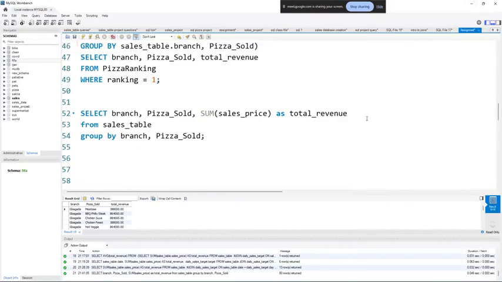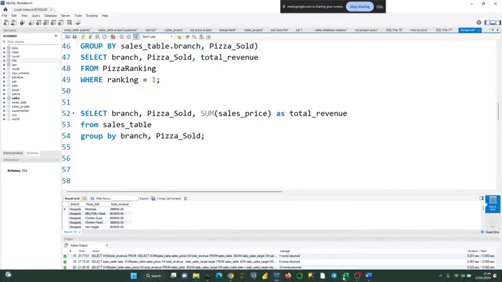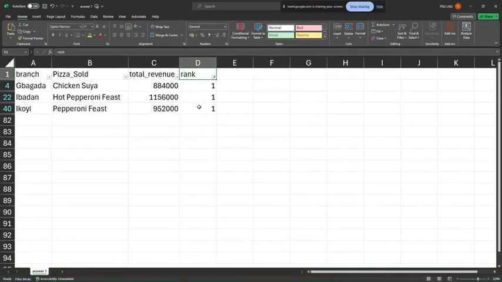I understand. Yes. Now that table that you understand, you need to create this table and save it as what? A CTE. So how do I create this table? I need to create the branch, the pizza sold, the total revenue, and that rank. How do I create that rank? That rank is created using that window function. So now we are coming back to window function.